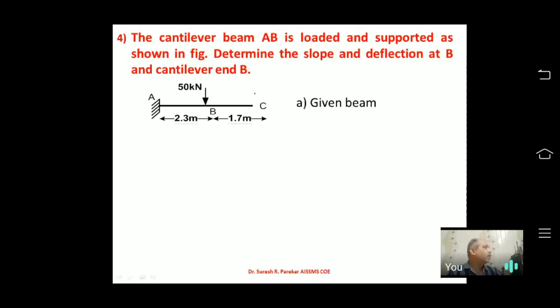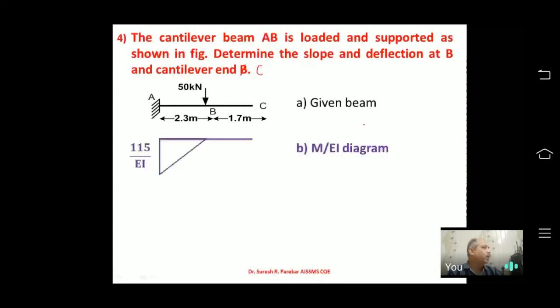So at the cantilever end, this is not B, so we have the cantilever end as C. We have to determine the slope and deflection at B and at the cantilever end C. Now we will go to the given beam. If we go for this M by EI diagram, you can see 50 into 2.3, so we are going to get 115 upon EI. That will be my M by EI diagram. This is for the 50 kilonewton load.